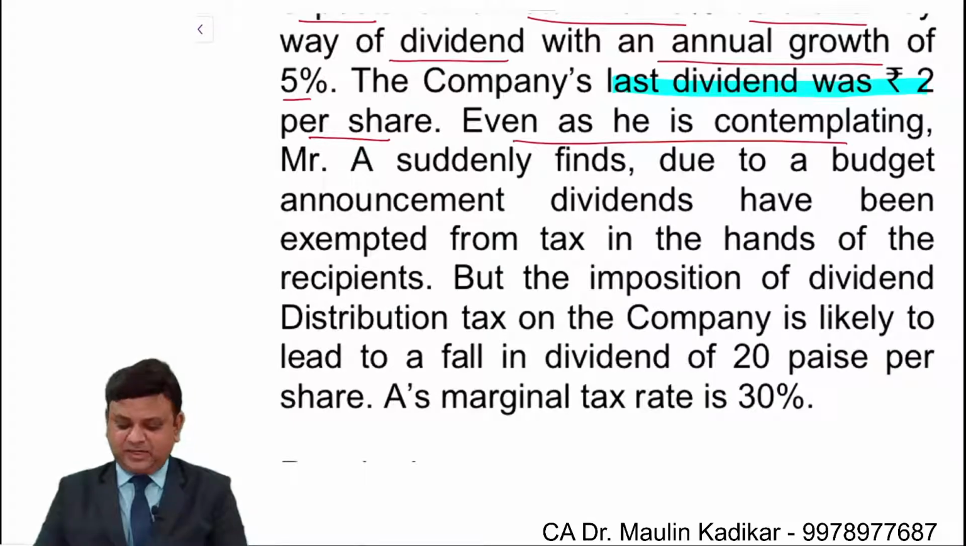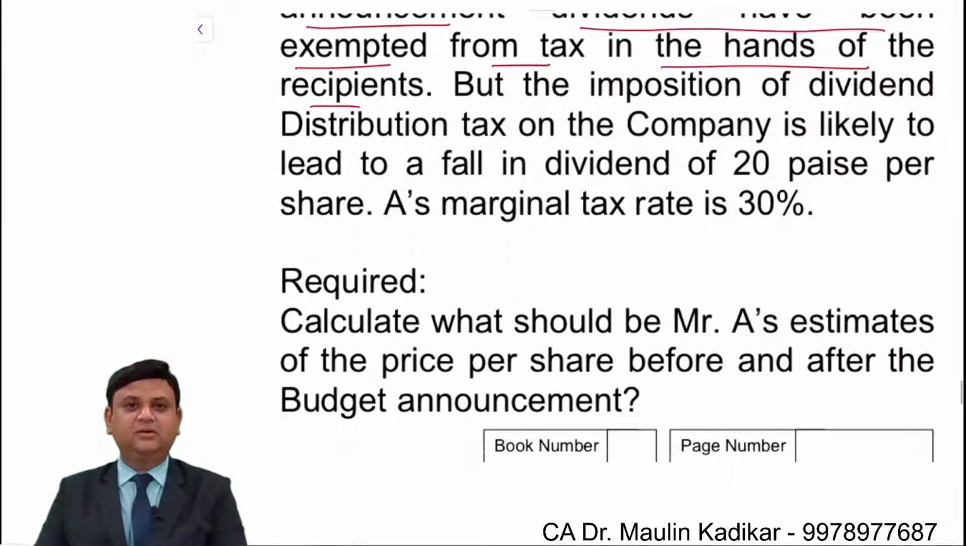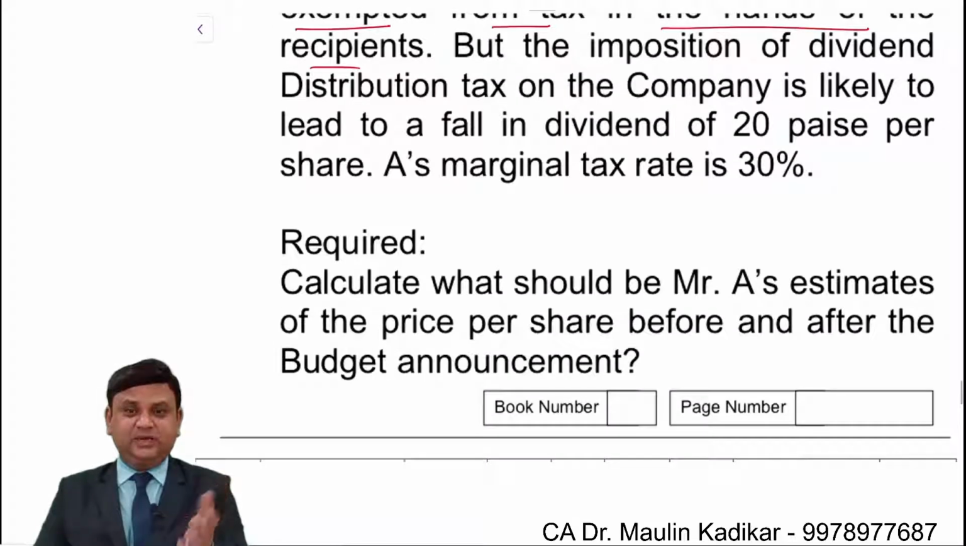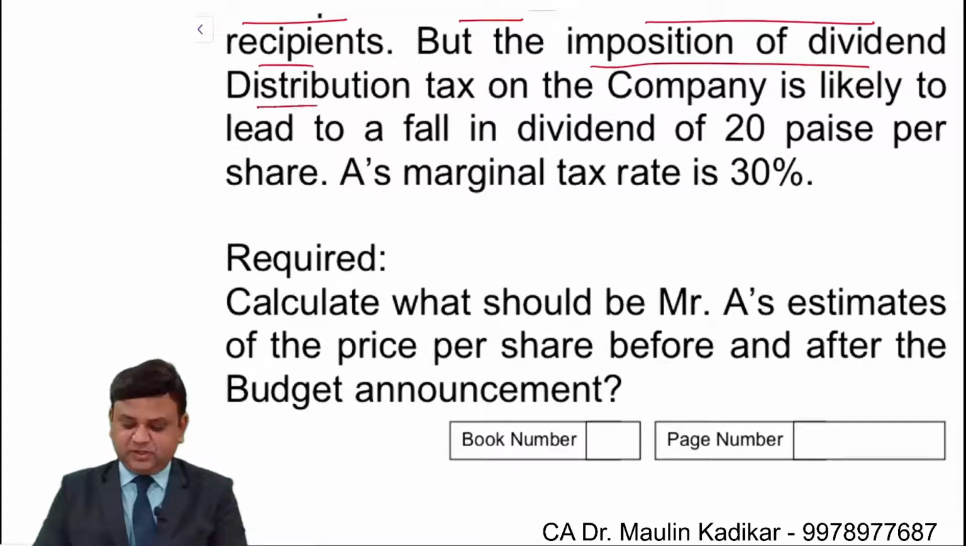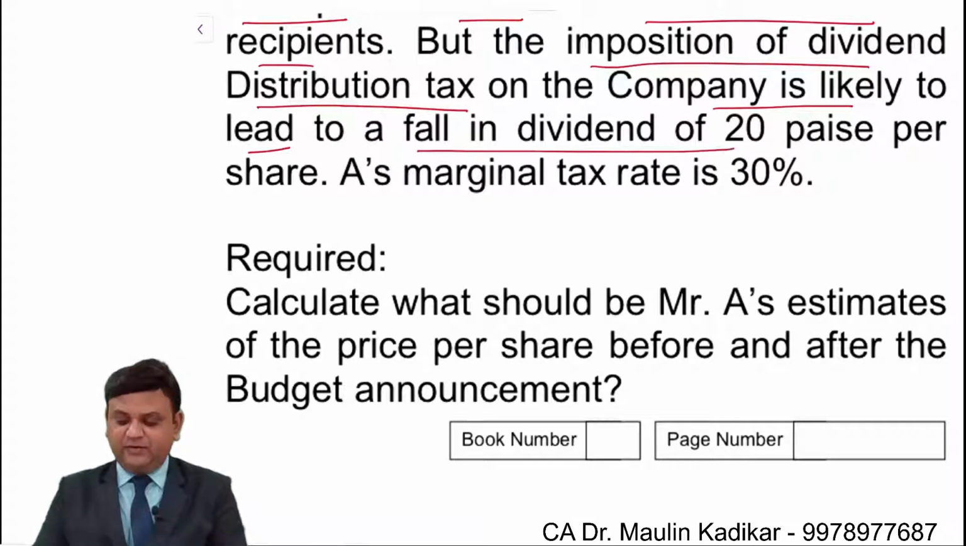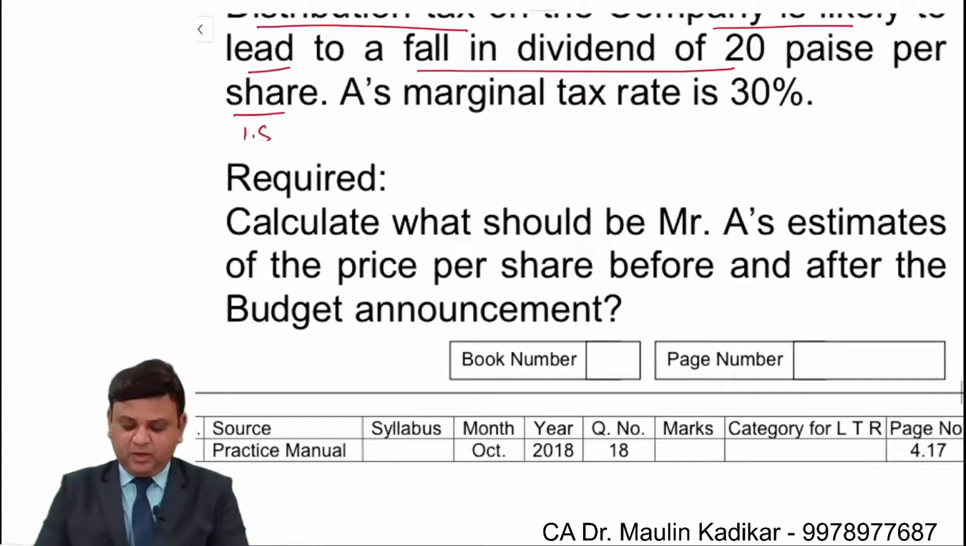Even as he is contemplating, Mr. A suddenly finds that due to a budget announcement, dividend has been exempted from tax in the hands of the recipient. So now the dividend income is not taxable in the hands of the investor because of the recent announcement. But the imposition of the dividend distribution tax on the company is likely to lead to a fall of dividend of 20 paise per share. So instead of rupees 2, the dividend per share would be 1.8.